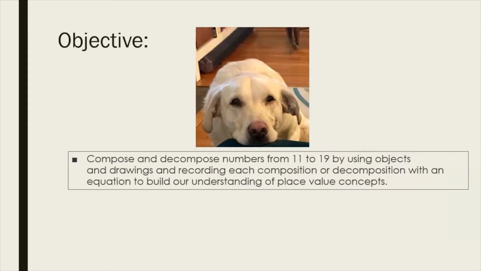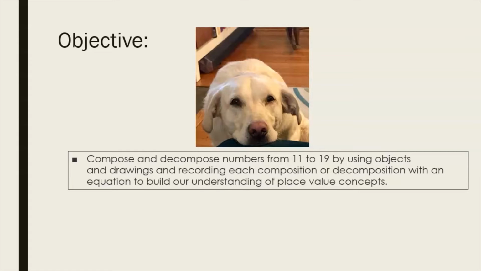Our objective today is to compose and decompose numbers from 11 to 19 using objects and drawings and recording our composition or decomposition with an equation to build our understandings of place value concepts. Let's talk about what that means.